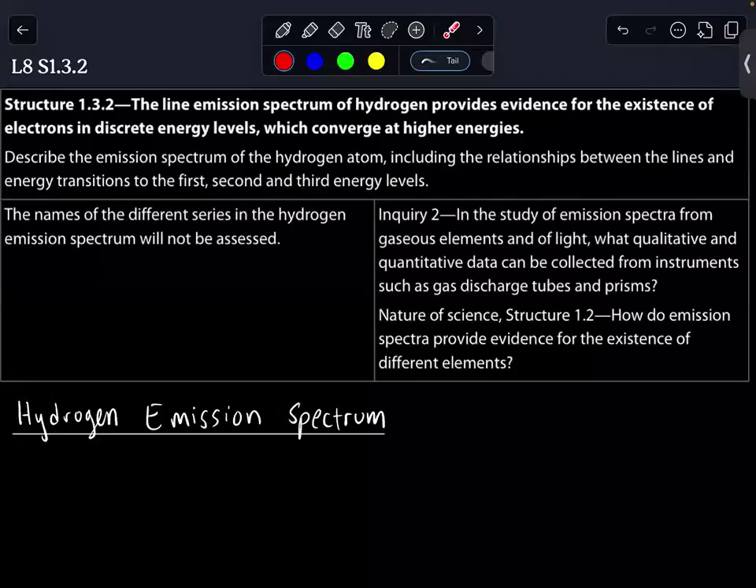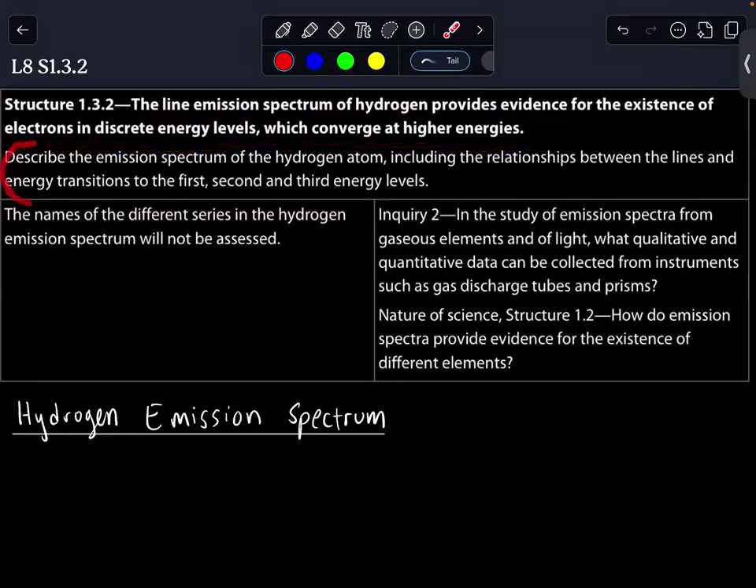Hello, y'all. Welcome to Lesson 8, where we'll cover Structure 1.3.2 of the DP Chemistry curriculum. Today, we're covering the line emission spectrum of hydrogen, how it provides evidence for electrons in discrete energy levels, which converge at higher energies.